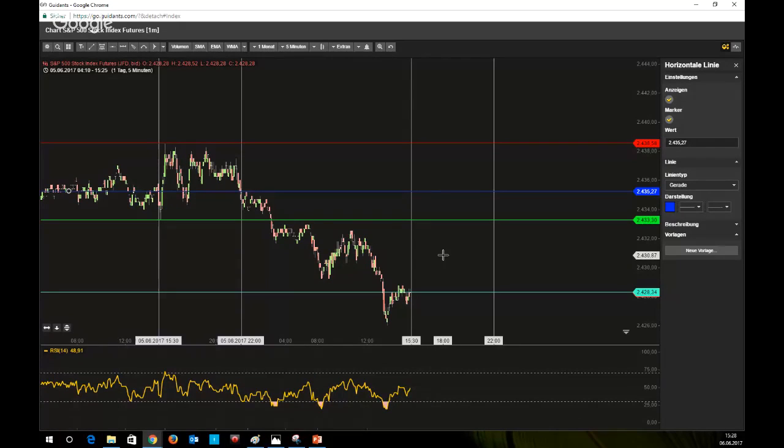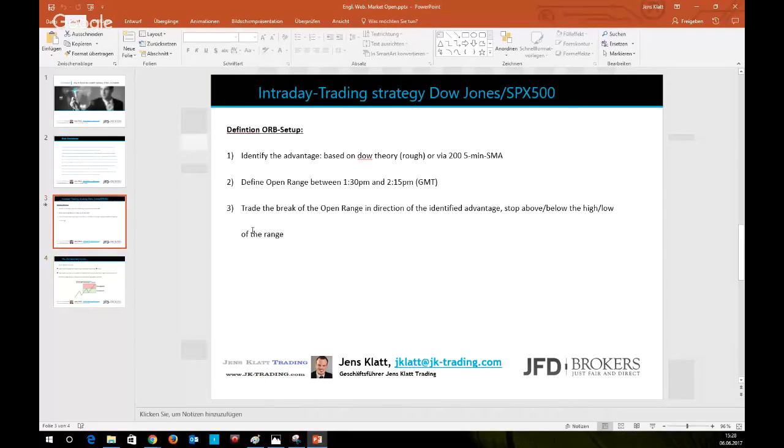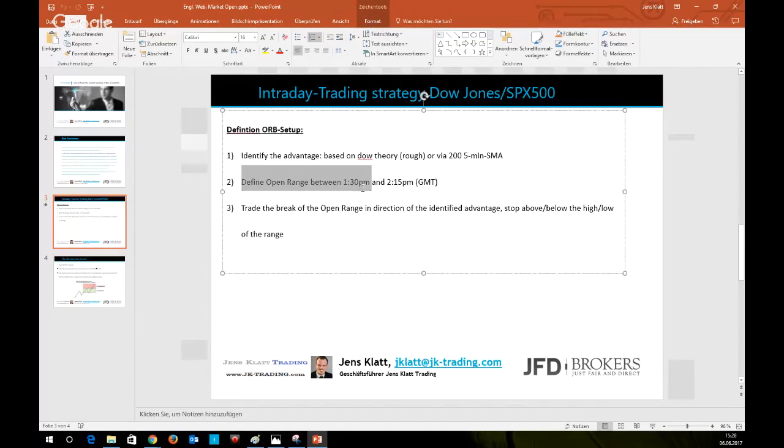So in fact, what I'm right now looking at is the following. What you could easily do is you could work with something. I can't show it to you right now, based on the fact that the MetaTrader is not working the way it should. But okay, you could have the breakout indicator, and based on that, you have the open range, the so-called open range. What's the open range? In fact, the open range defines the range between 1:30 p.m. and 2:15 p.m. GMT. And then you trade the break of the open range in direction of the identified advantage.